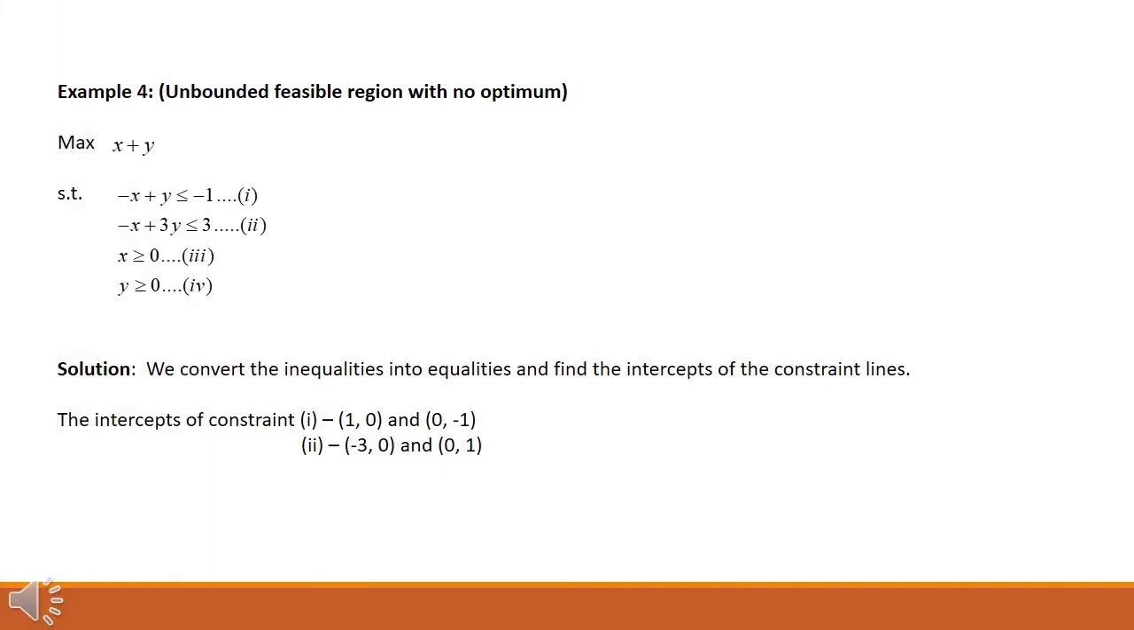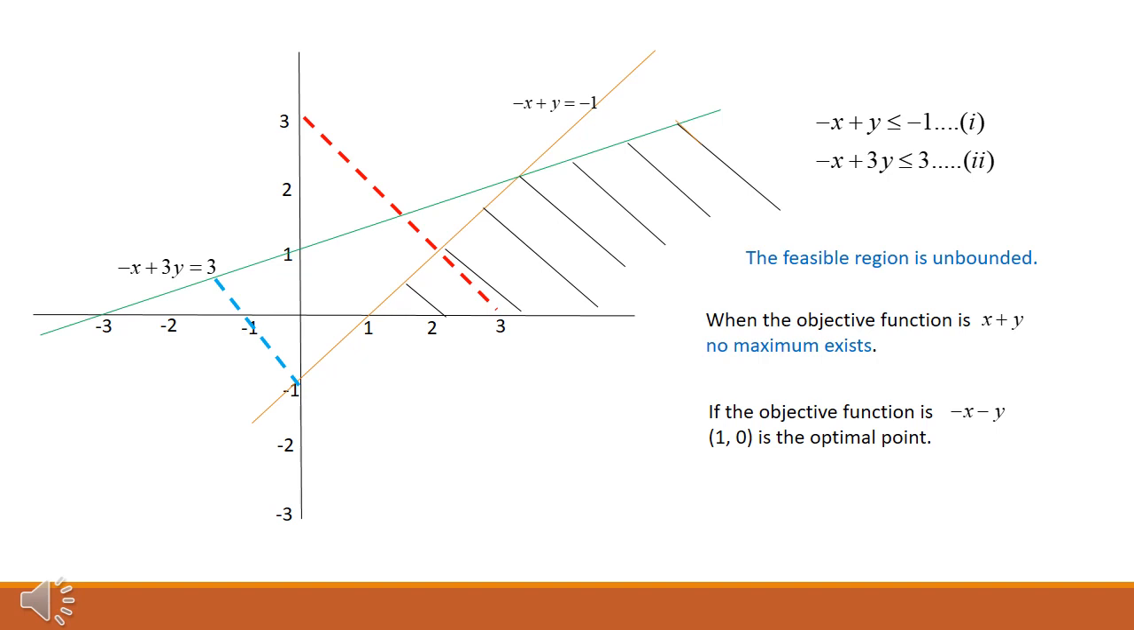The next example is maximize x plus y with 2 inequality and 2 non-negativity constraints. We find the intercepts and get the coordinates. Since in the first constraint the inequality is not satisfied, the valid side is to the right of the red line. The same is true for the second constraint as well. The shaded part is the feasible region, which is unbounded.